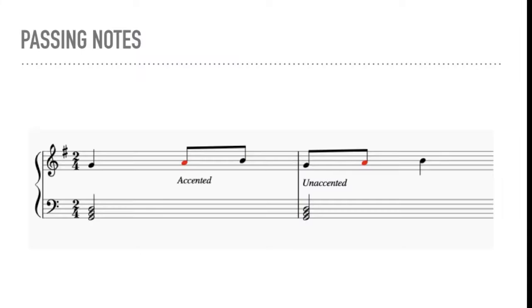Or this is another example here. Listen to this one. This is in G major. First one is an accented passing note. Yes, it comes on 2. Or unaccented, this one. This note is unaccented in between.